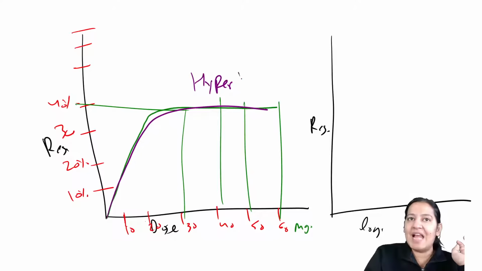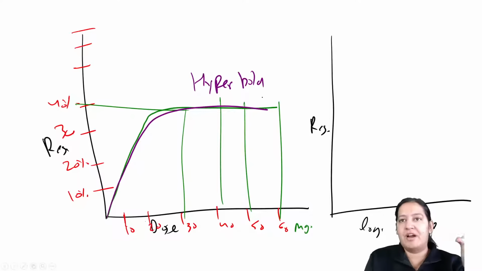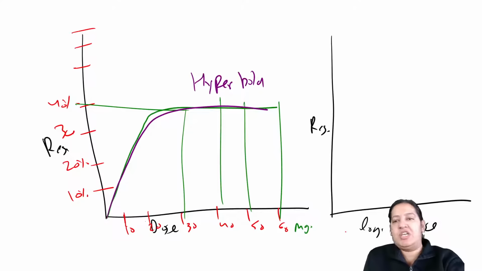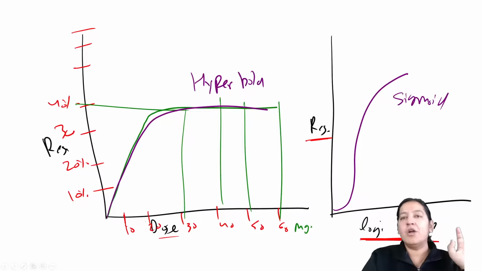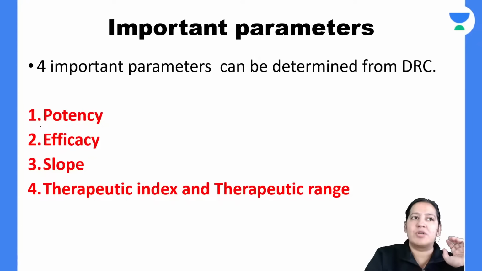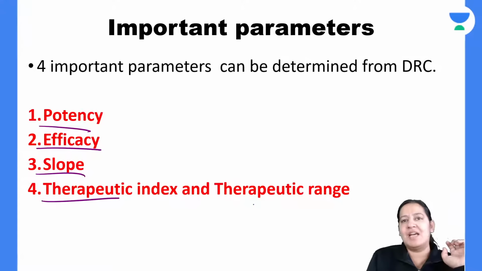Now doing calculations in a hyperbola is extremely difficult, so we changed the strategy. Instead of dose, we use the logarithm of the dose and we take the response. Here the shape of the graph is sigmoid. So we use this sigmoid curve. Now here we use four parameters: potency, efficacy, slope, and therapeutic index and therapeutic range.